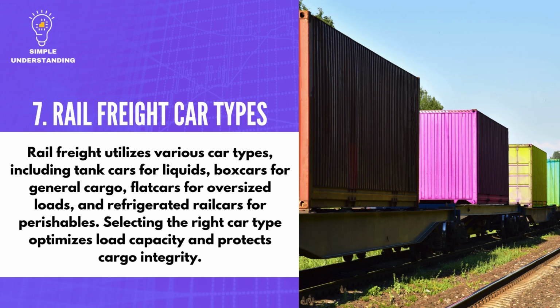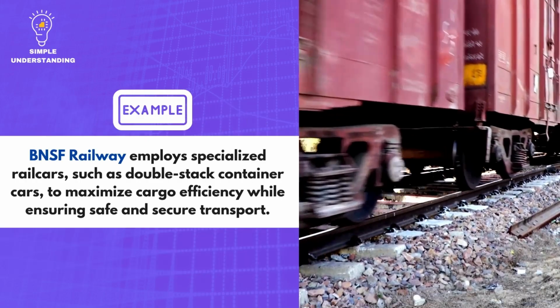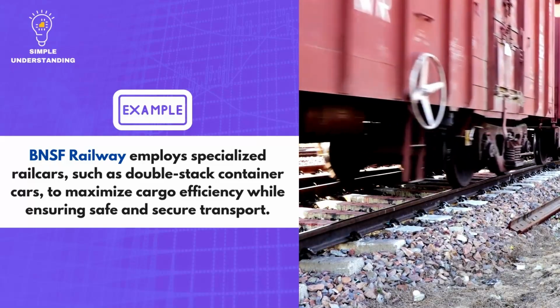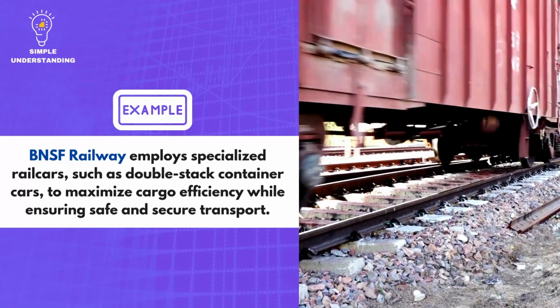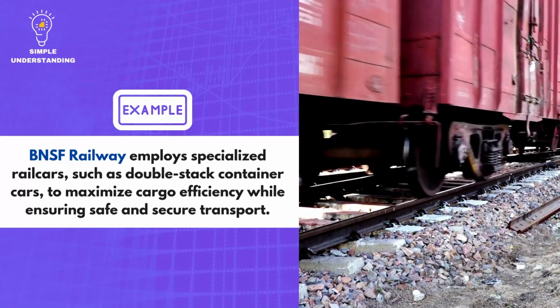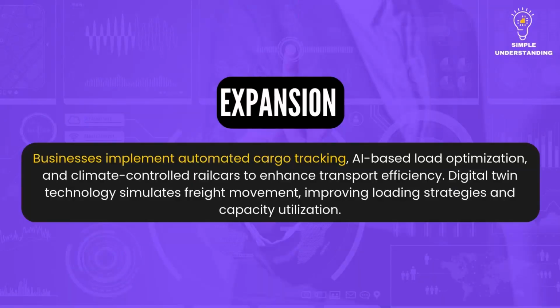Explanation. Rail freight utilizes various car types, including tank cars for liquids, boxcars for general cargo, flat cars for oversized loads, and refrigerated rail cars for perishables. Selecting the right car type optimizes load capacity and protects cargo integrity. Real company example. BNSF Railway employs specialized rail cars, such as double-stack container cars, to maximize cargo efficiency while ensuring safe and secure transport. Expansion.